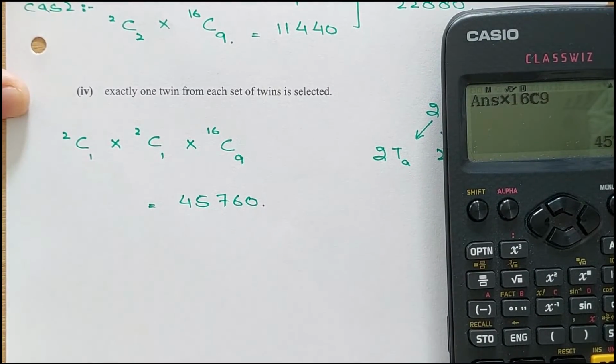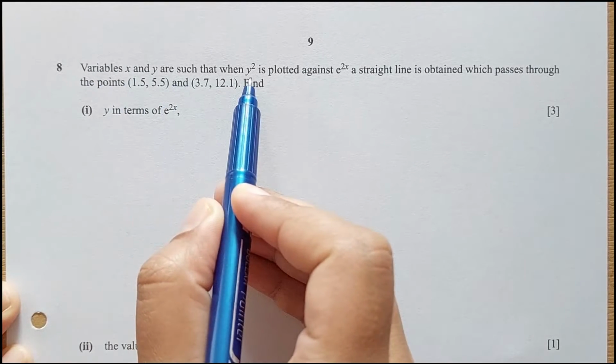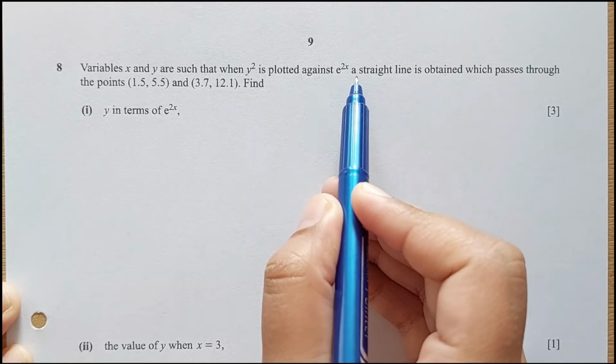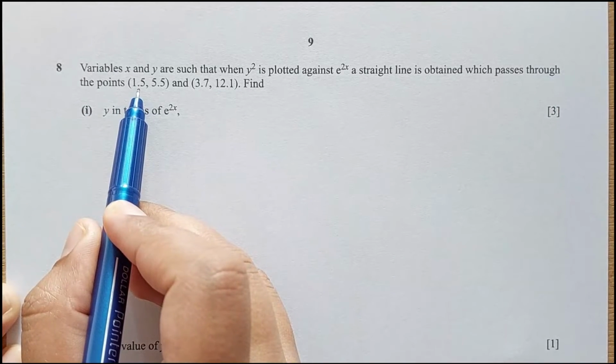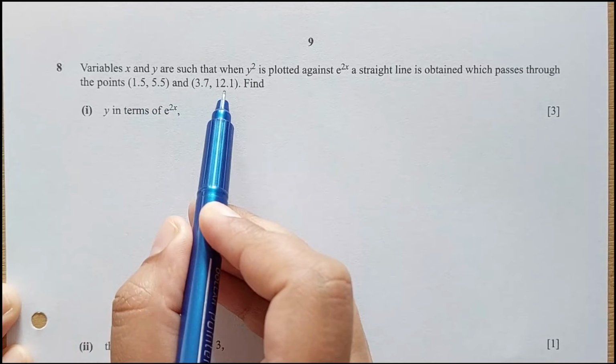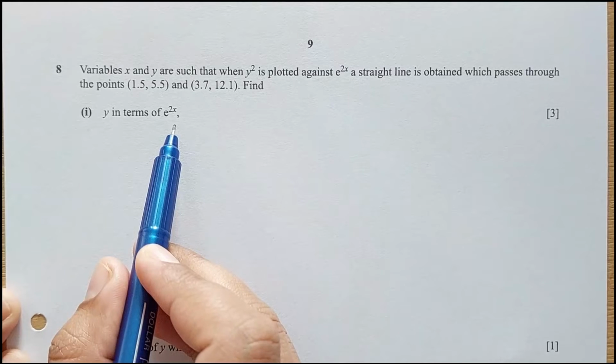Number of ways. Question number 8. Variables x and y are such that when y square is plotted against e power 2x, a straight line is obtained which passes through the points (1.5, 5.5) and (3.7, 12.1). Find y in terms of e power 2x.